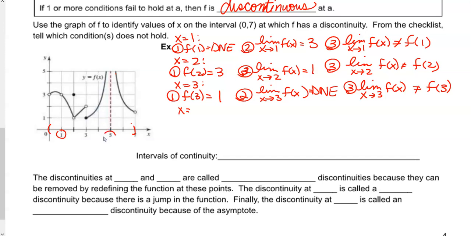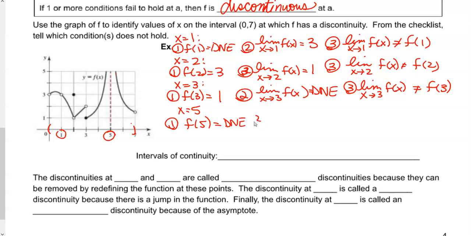The next one I'm going to look at here is x equaling 5. So if I look at the first condition, does the function value at x equaling 5 exist? Well, that dashed line right there symbolizes a vertical asymptote. Therefore, this does not exist.